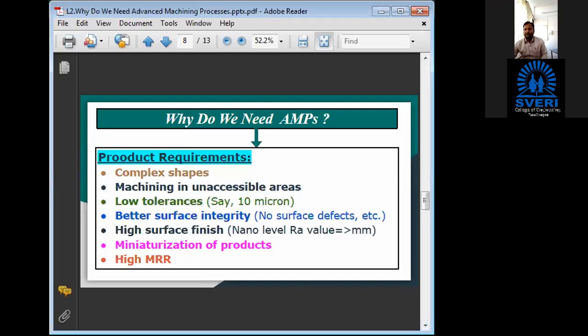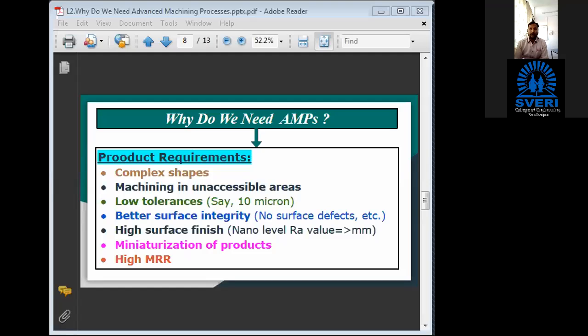Again, the next reason or product requirement, so that you will get the answer to why we need advanced machining, is the miniaturization of the product. Miniaturization of products is another aspect which forces us to use advanced machine tools. Miniaturization means micro pumps, micro mixers, small micron-size products that we are getting.